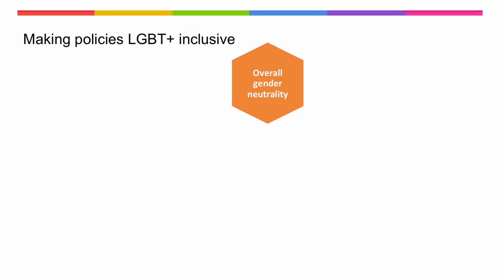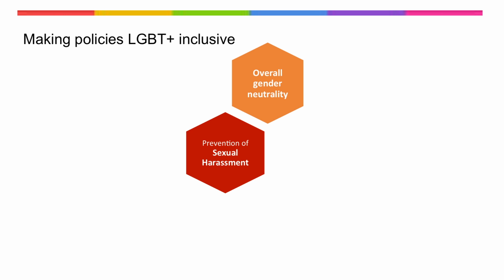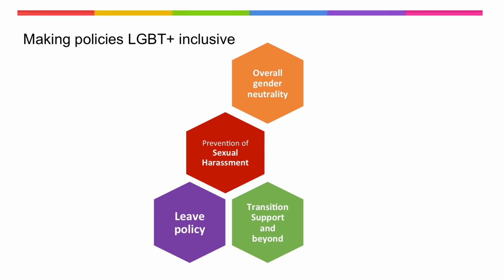The 5 policies we're going to be talking about are 1. Overall gender neutrality, 2. Prevention of sexual harassment, 3. Transition support, 4th. Relief policies, and 5th. Overall gender expression. Starting with the first one, which talks about overall gender neutrality.